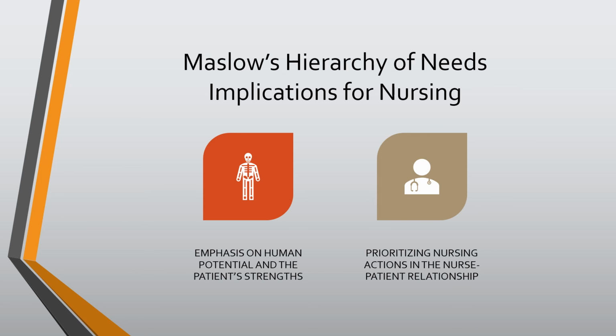So nursing practice is twofold. Maslow emphasized human potential and the patient's strengths, and then prioritizing nursing actions in the nurse-patient relationship. For example, a nurse may need to stabilize the patient's vital signs and pain before they can collect information. If you have a patient that is in a lot of discomfort and you just start trying to ask questions and collect information, you're not meeting the patient where they are. Stabilize them first, then try to collect that information. So make sure you're meeting the patient where they are.